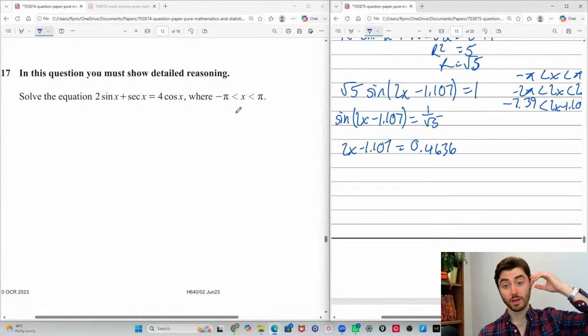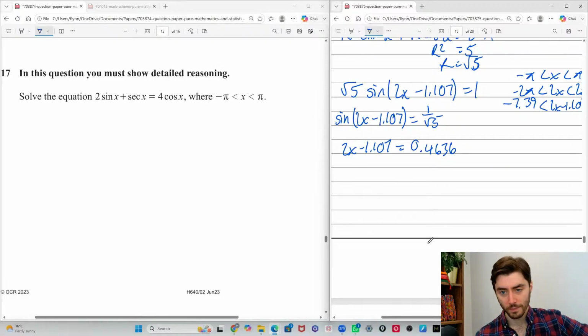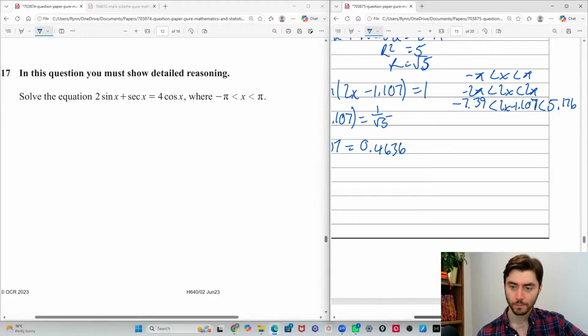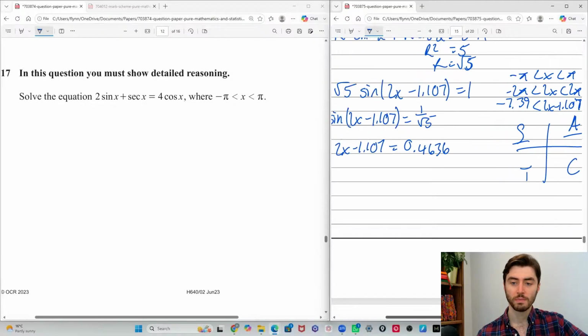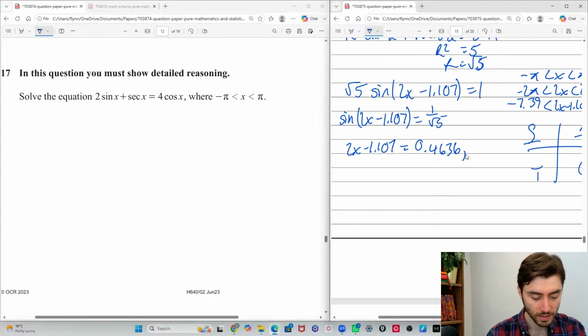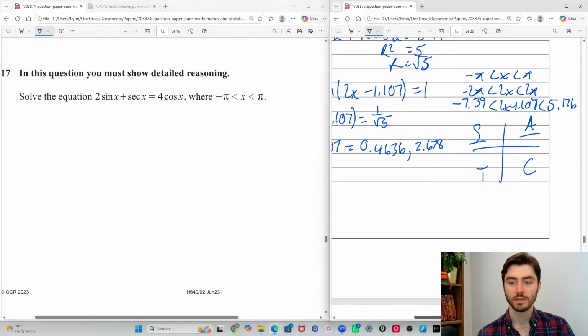I expect x to have 2 solutions in 2 pi. So I expect 2x to have 4 solutions. So I want to find 4 of them. So we've got that as our first value. We will also have, from the CAST diagram, it's positive, so we want the S region, which is going to be pi minus this guy. Now, pi minus this guy is equal to 2.678-ish. That is still in range.